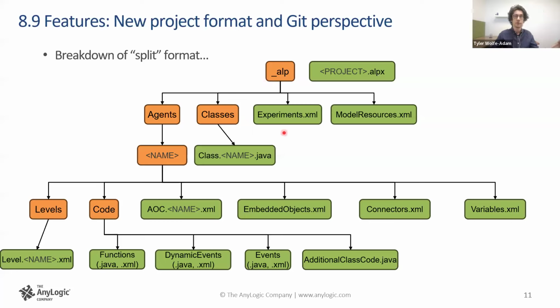So we have different files for the experiments, model resources, folders and files for traditional Java classes. Each of your agents gets its own folder, and that then gets broken down into agent-related properties, the objects inside of them, connectors, variables, and then again, as another level on top of that, you have your directories for the space markups, and then also a series of files that contain just the code-related objects.